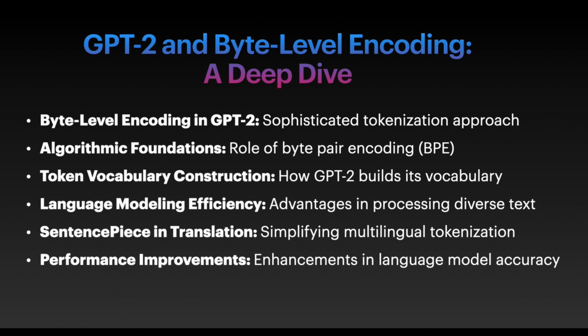Byte-level advantage. GPT-2 breaks free from the limitations of character-level encoding. Byte-level encoding allows it to represent a wider range of characters and symbols efficiently, crucial for handling diverse text found in the real world. Let's explain byte pair encoding.